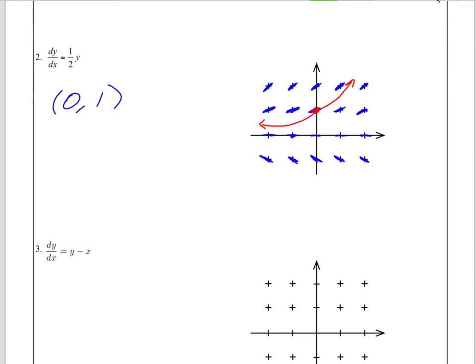So it definitely has to go this direction. And as I move to the left, she got pretty close. What does it have to do? It's got to flatten out because of these 0 slopes. So that would be a solution.